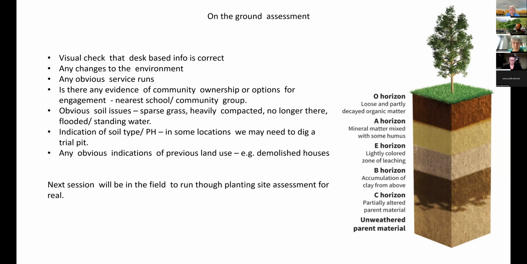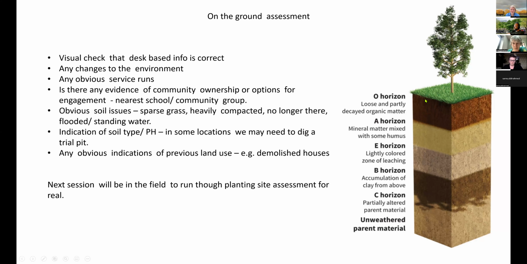So even though our maps are fairly up to date, sometimes these changes happen and there's a bit of a lag between the mapping, and certainly with the Google Maps as well. We might also need to get an indication of the soil type and pH as well. In some locations, we might need to dig a trial pit. Those people who've been doing the level 2 ARB will know all about doing trial pits and soil horizons.